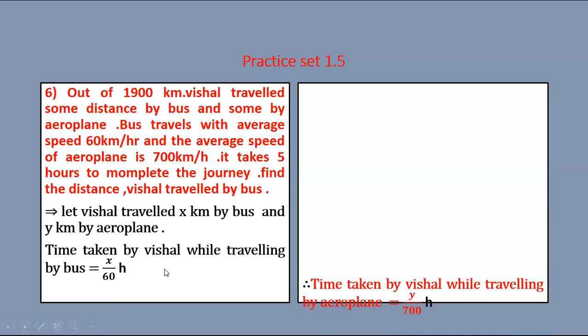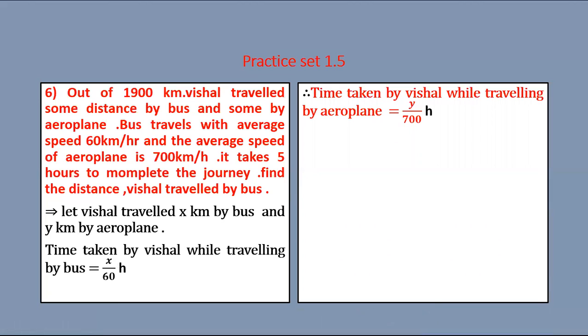And time taken by Vishal traveling by aeroplane. आणि विमानाने विशालने प्रवास केलेले अंतर y/700 hours. We know that by using formula distance is equal to speed multiplied by time. Therefore, time is equal to distance upon speed. By using this formula to find time taken by Vishal traveling by bus and time taken by Vishal traveling by aeroplane. लागलेला वेळ बरोबर अंतर भागिले वेग या सूत्राचा वापर या ठिकाणी केलेला आहे.